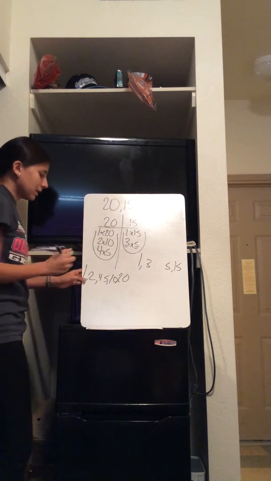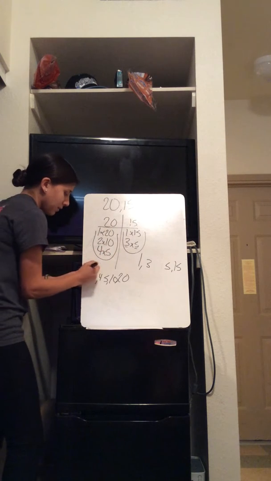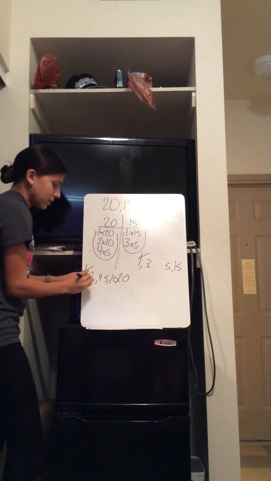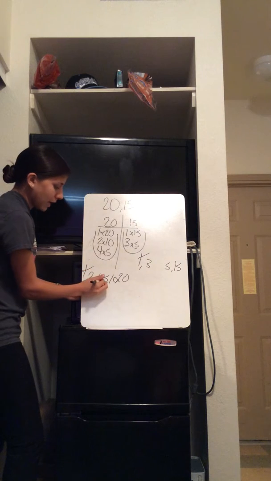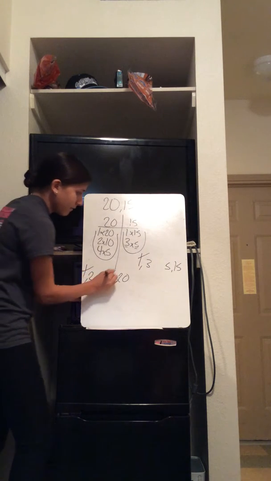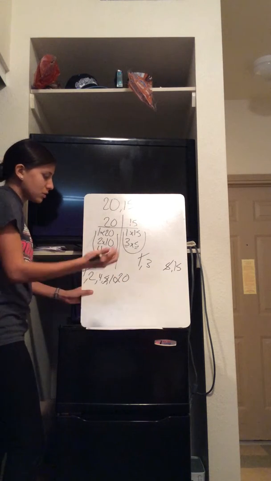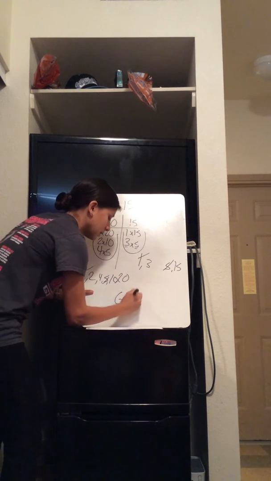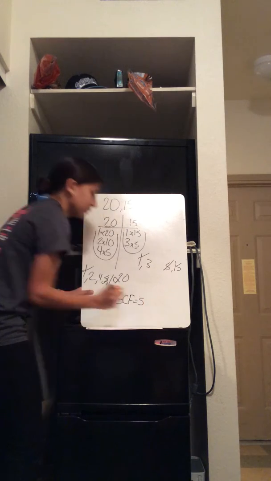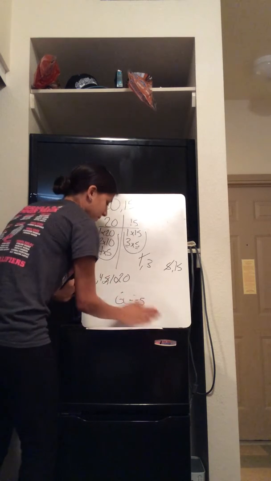So now we find our greatest common factor. We have a 1, we don't have a 2, we don't have a 4, we have a 5, we don't have a 10, and we don't have a 20. So our greatest common factor is 5. Good job, everybody.